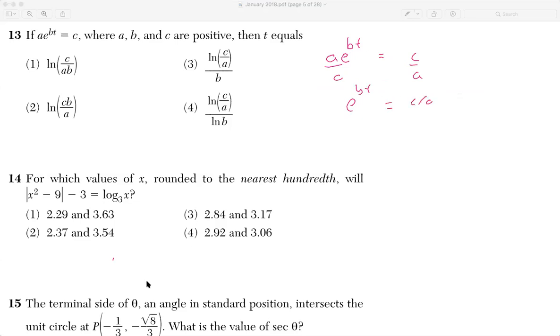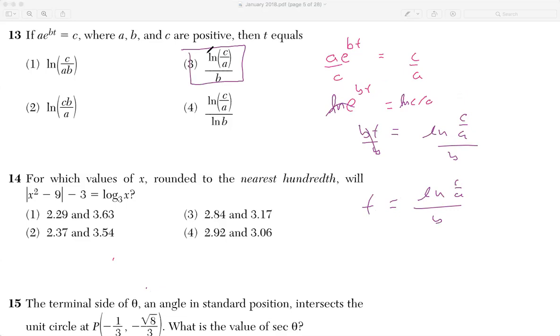Now you take the inverse of e to the x, which is ln. That gets rid of this. You now have b times t equals ln c over a. Divide both sides by b. T equals ln c over a over b. Answer choice 3. All you need to know with this that's different is that if you put an ln in front of an e, it just gets rid of the e.